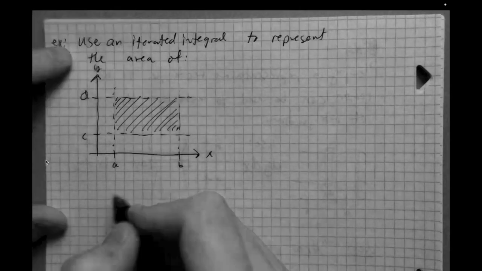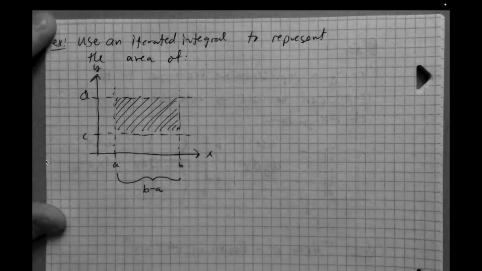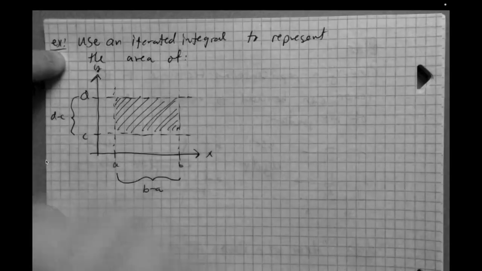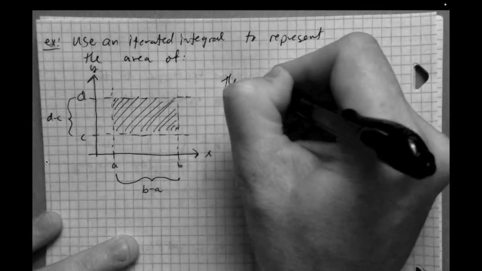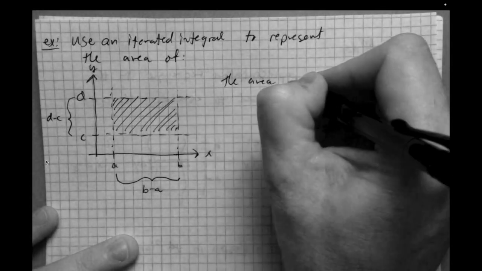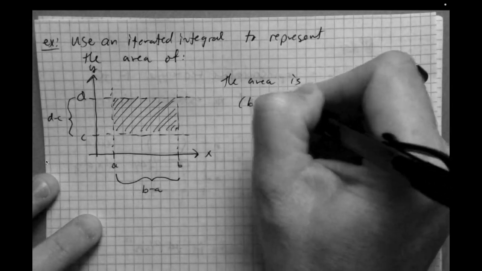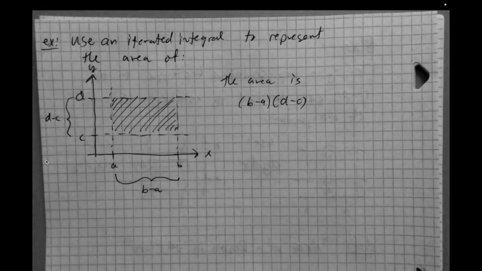And so notice that this length is b minus a, isn't it? And this length here is d minus c. So we already kind of know that the area here, I mean, it's a rectangle, right? It's just going to be base times height or length times width. The area is just going to be b minus a times d minus c. All right, so that's what the area is, but how can we represent this as an iterated integral?